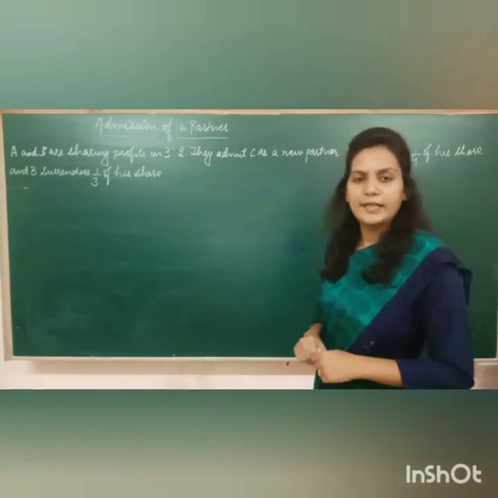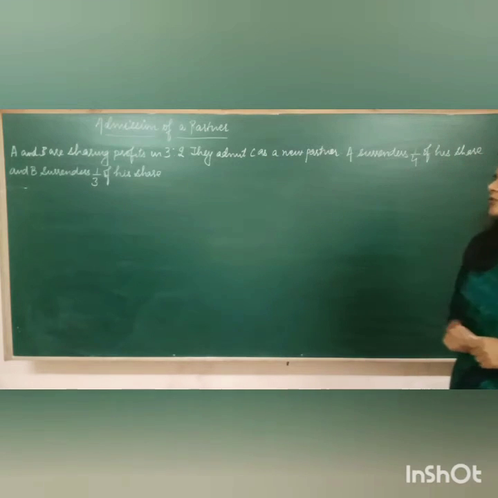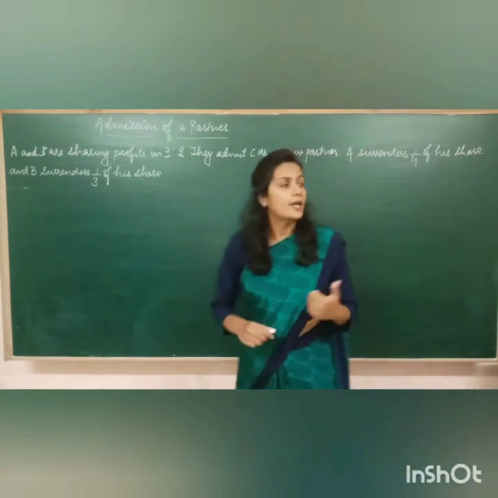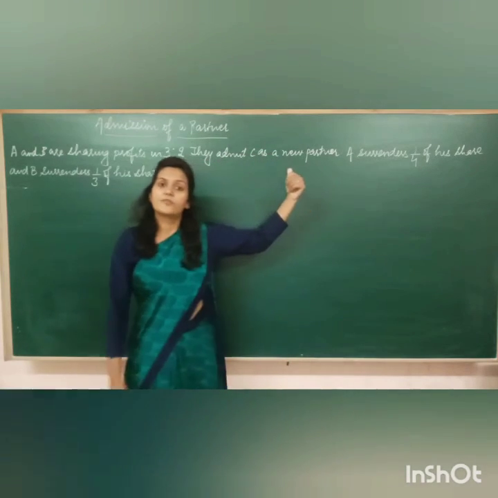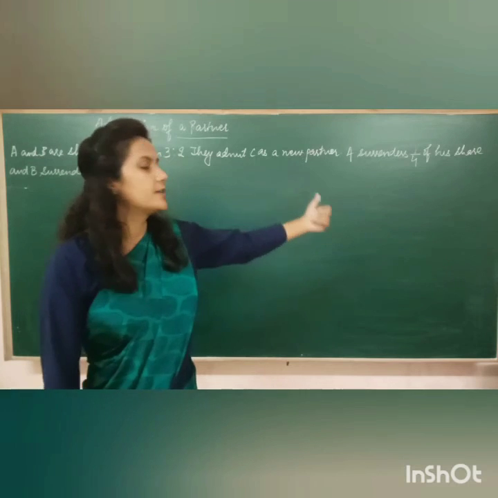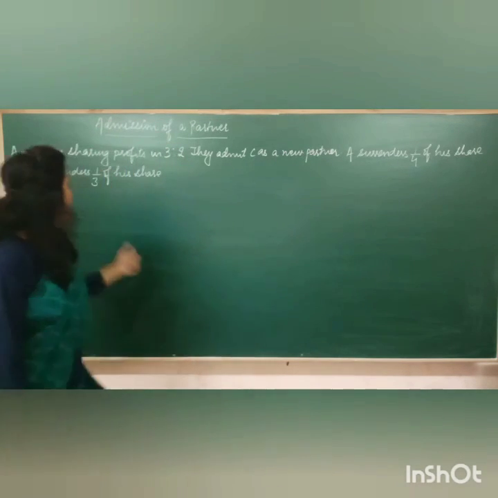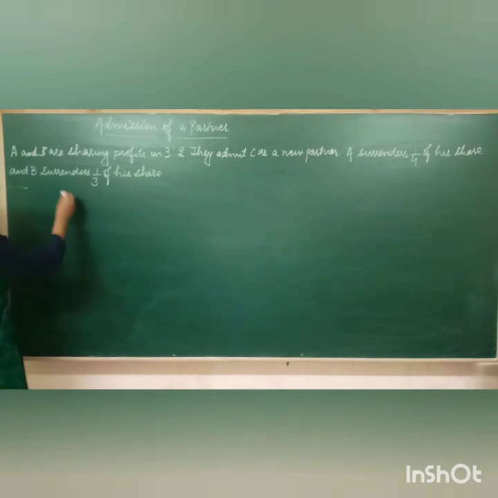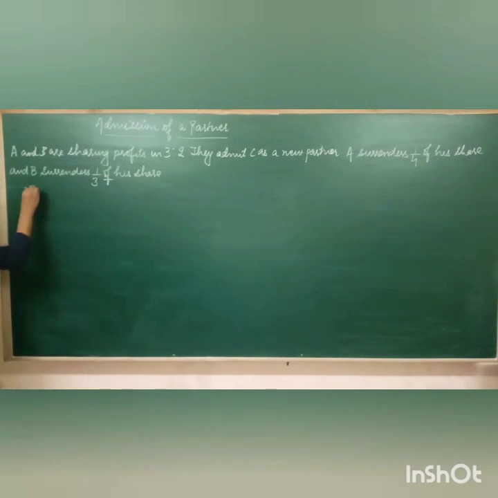Read the question. A and B are partners sharing profits in 3:2. They admit C as a new partner. Now the share of C is not given to you in the question, but it is mentioned that A surrenders 1/4 of his share and B surrenders 1/3 of his share. Right? Now the word "of" here is mentioned. Correct? So first of all we'll see A has surrendered.